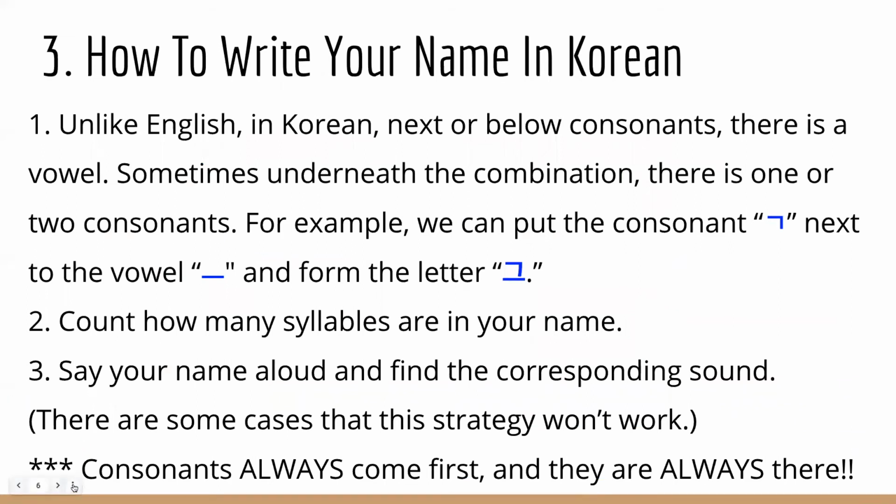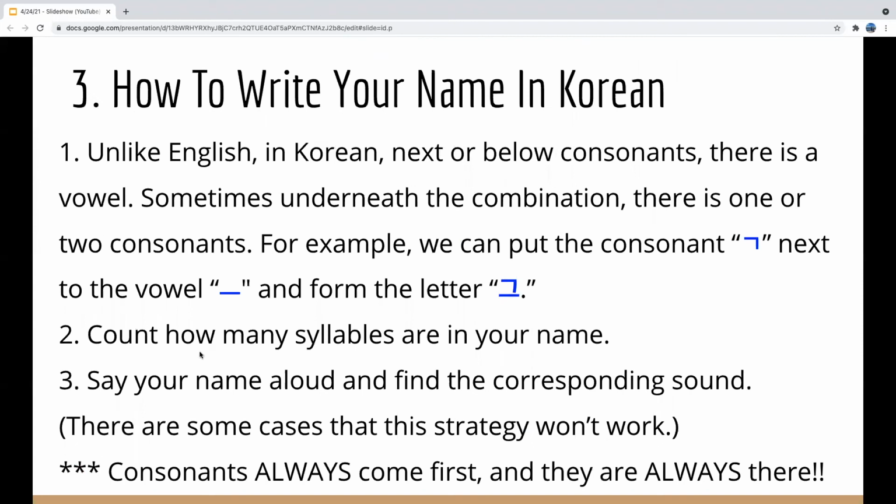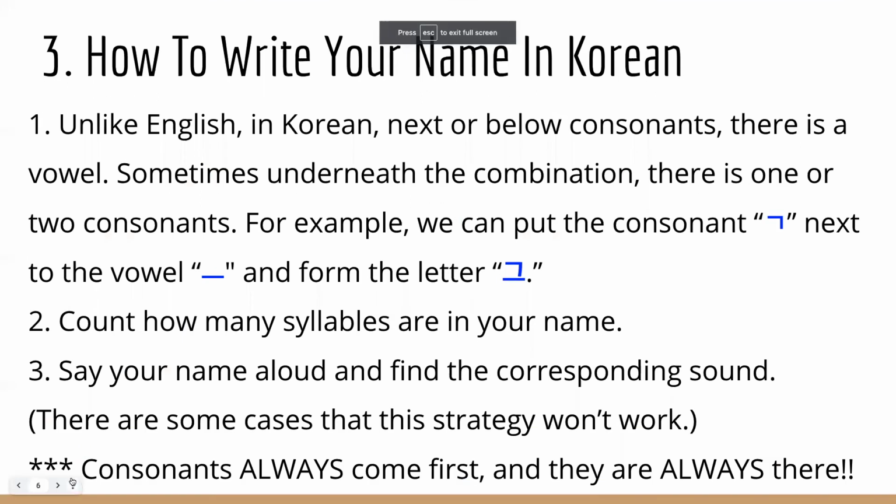Now that we have learned the Korean phonics, let's use them to write your name in Korean. Unlike English, in Korean, next to or below the consonant, there is a vowel. Sometimes underneath the two combination, there is one or two consonants. For example, we can put the consonant k next to the vowel and form a letter. To write your name, count the amount of syllables in your name. That decides how many letters there's going to be.